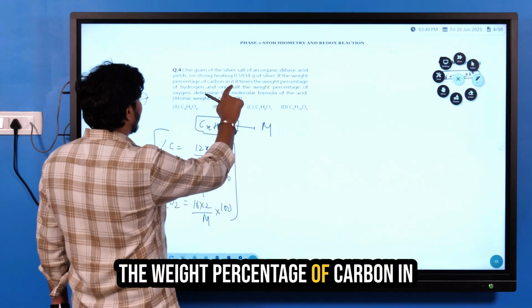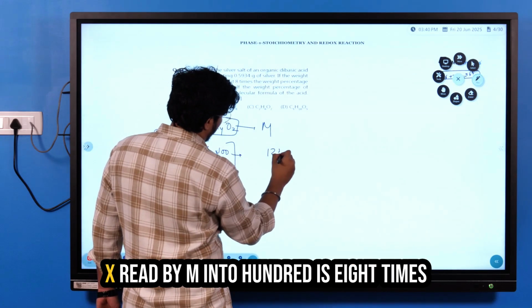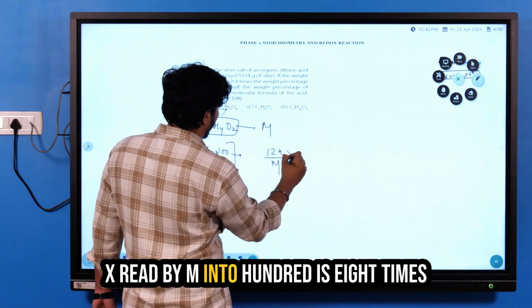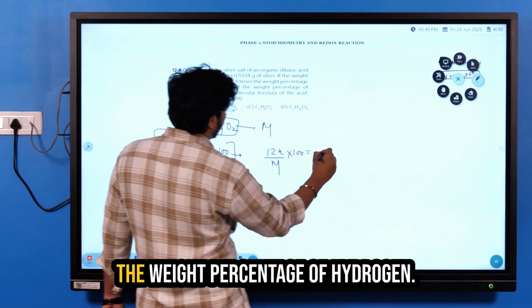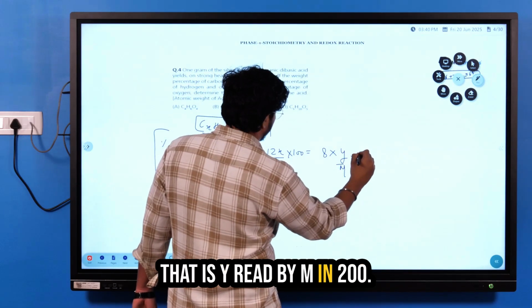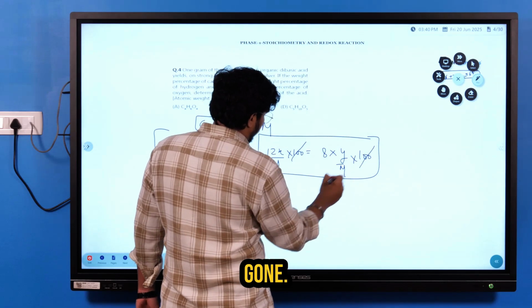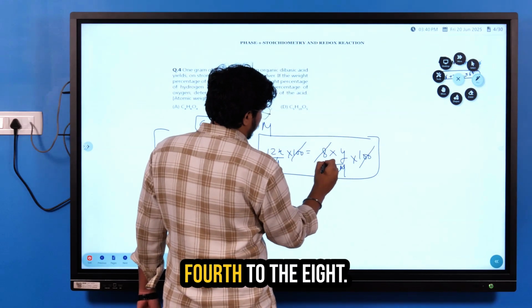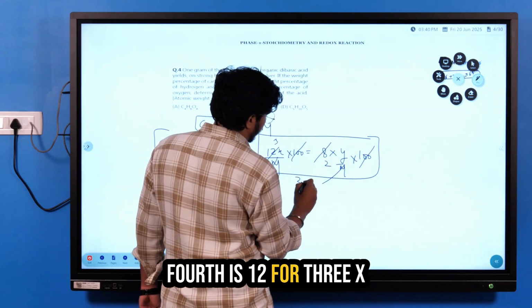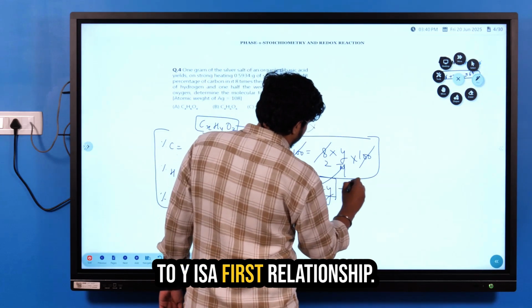If the weight percentage of carbon is 8 times the weight percentage of hydrogen, weight percentage of carbon is 12x divided by M into 100, which is 8 times the weight percentage of hydrogen, that is y divided by M into 100. If you solve this, 100 cancels, M cancels, 4 into 8, 4 threes are 12, so 3x equals y. 3x equals y is the first relationship.